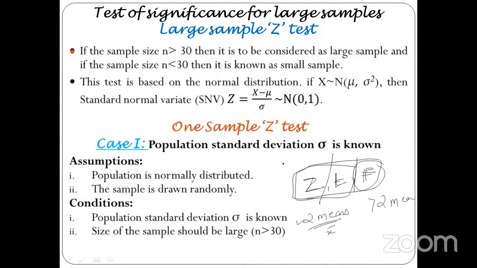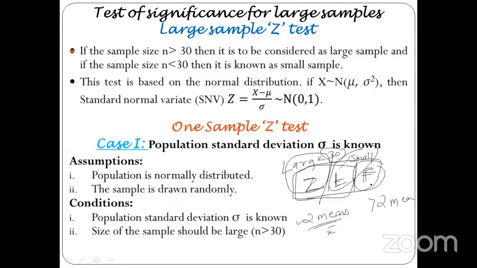Z test is known as the large sample test. T test is known as the small sample test. And what is the value for small and large? It is 30. When observations are more than 30, it is Z test. When observations are less than 30, it is T test.